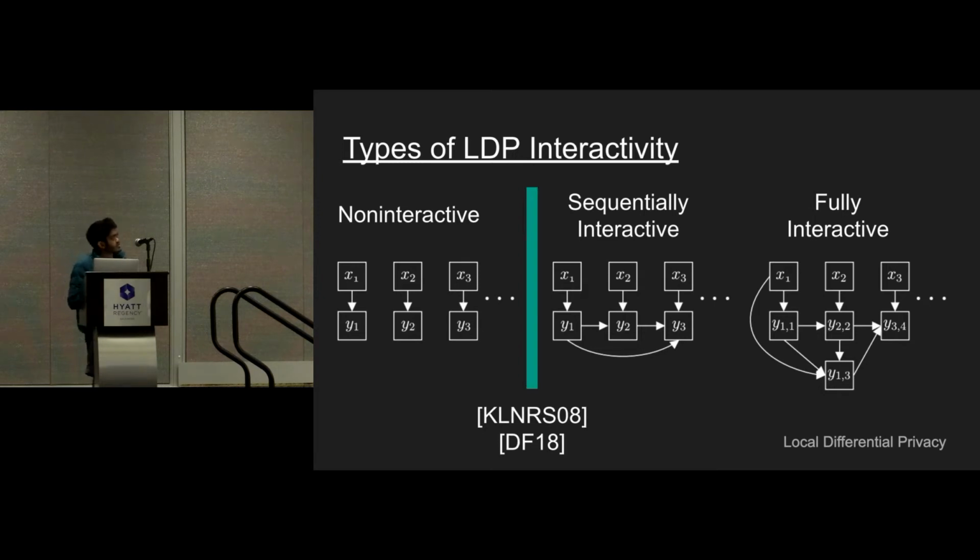Most existing work on interaction and local privacy focuses on the relationship between non-interaction and sequential interaction. So how much more powerful is sequential interaction than non-interaction? This talk is going to be about the relationship between sequential and full interaction. And this is a dashed line because we show that in some cases, full interaction is not very powerful. In some cases, it is powerful.